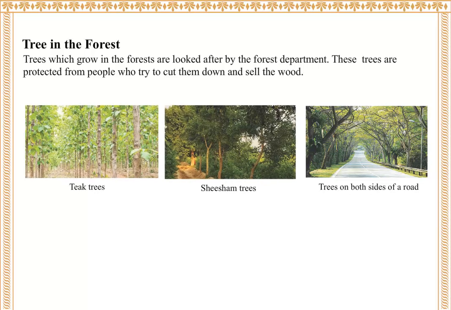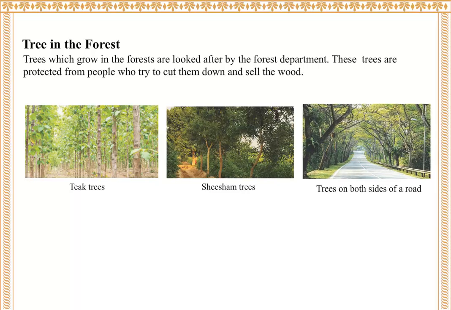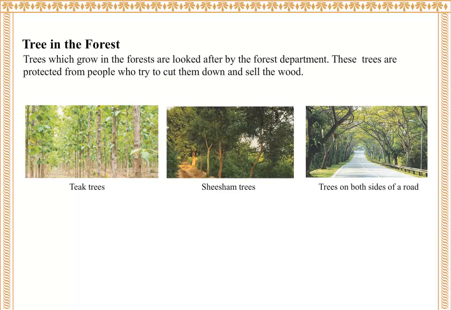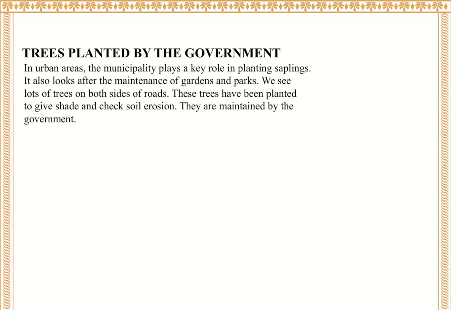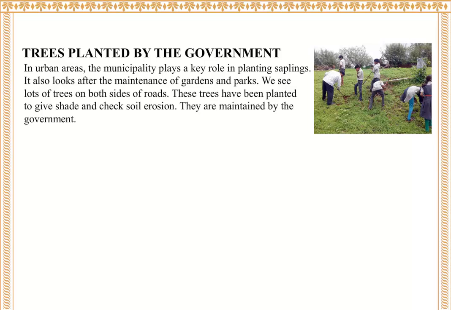Teak trees. Shisham trees. Trees on both sides of a road. Trees planted by the government. In urban areas, the municipality plays a key role in planting saplings. It also looks after the maintenance of gardens and parks. We see lots of trees on both sides of roads. These trees have been planted to give shade and check soil erosion. They are maintained by the government.